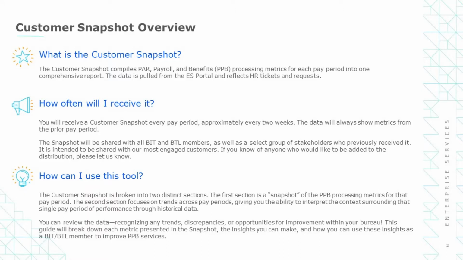The customer snapshot compiles PAR, payroll, and benefits processing metrics for each pay period into one comprehensive report. The data is pulled from the ES portal and reflects HR tickets and requests. The customer snapshot is released after every pay period, which translates to approximately every 2 weeks.